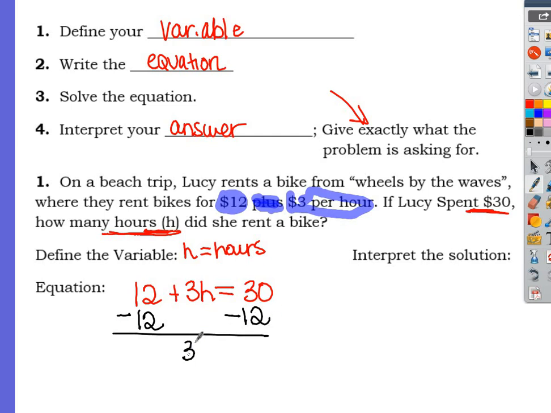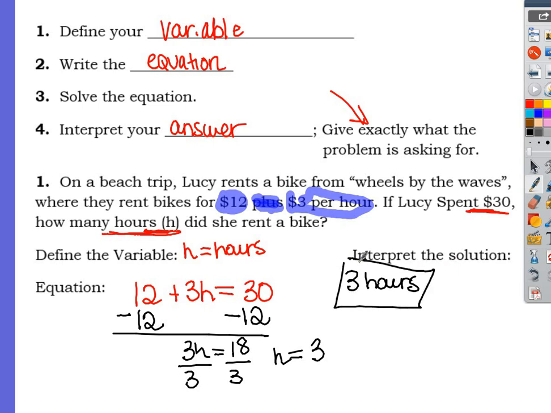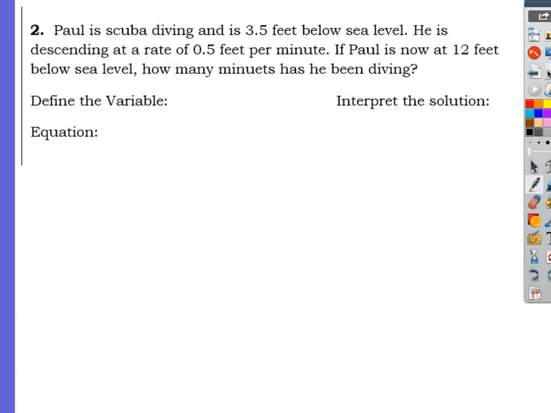And I'm left with 3h is equal to 18. And then I divide by 3 to cancel out the multiplication because it's the inverse, and I get h is equal to 3. And we want to make sure that we don't just say 3, because in this case it means something. So it is 3 hours, right? And when we say interpret the solution, that means that she rented the bike for 3 hours, okay, if it cost her $30. Okay, let's go another one.